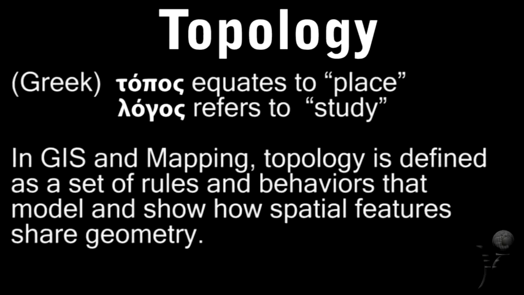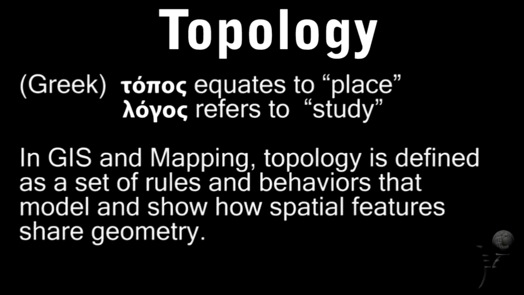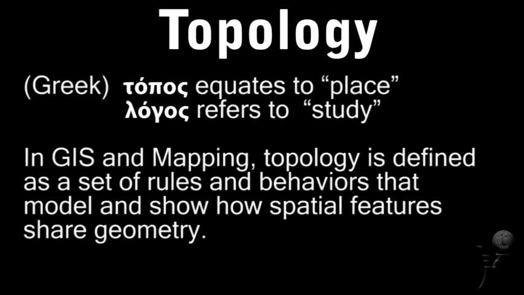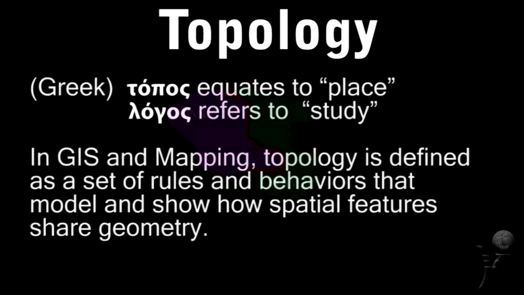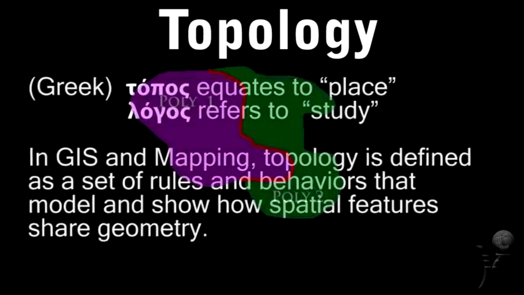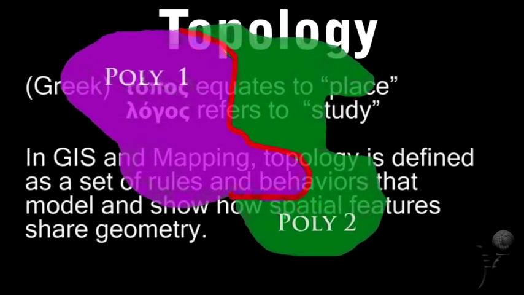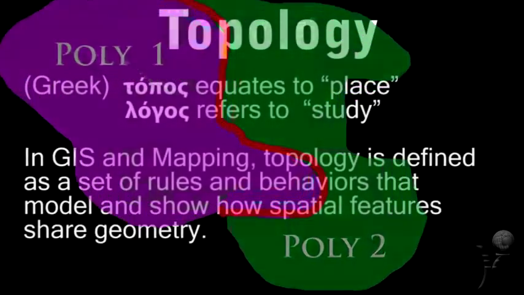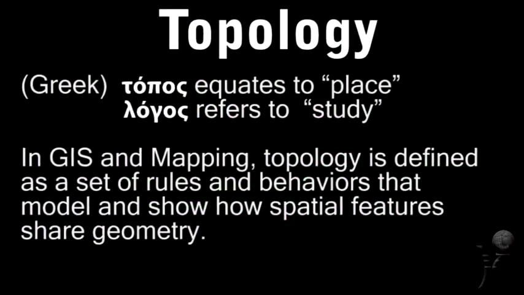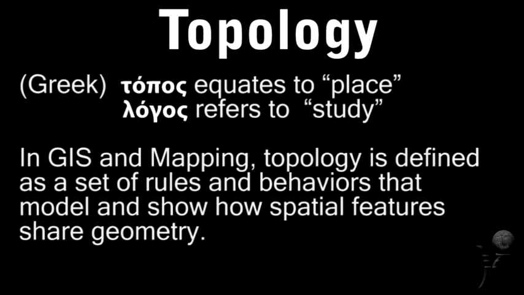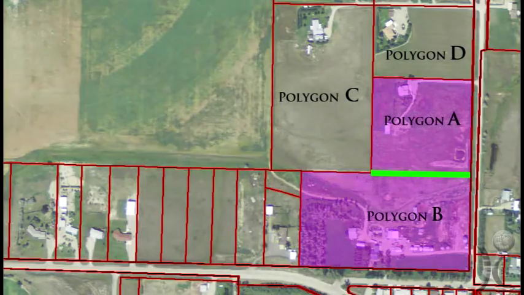Well, what is topology? Topology is from the Greek word topos, which means place, and logos, which means study. Topology is a major area of mathematics and is also part of spatial properties of objects. Topology is a set of rules and behaviors that model how points, lines, and polygons share geometry. Topology helps us manage GIS data and maintain data integrity. We can define relationships between features with topology.